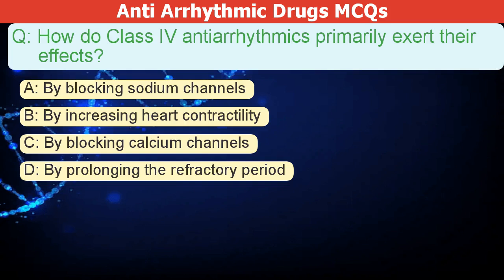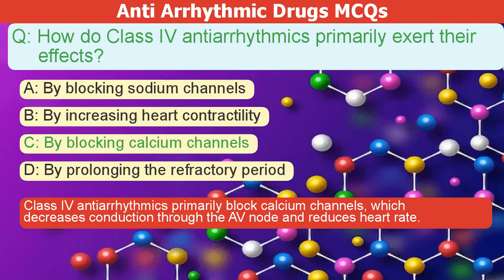How do class IV antiarrhythmics primarily exert their effects? A. By blocking sodium channels. B. By increasing heart contractility. C. By blocking calcium channels. D. By prolonging the refractory period. The correct answer is C. Class IV antiarrhythmics primarily block calcium channels, which decreases conduction through the AV node and reduces heart rate.